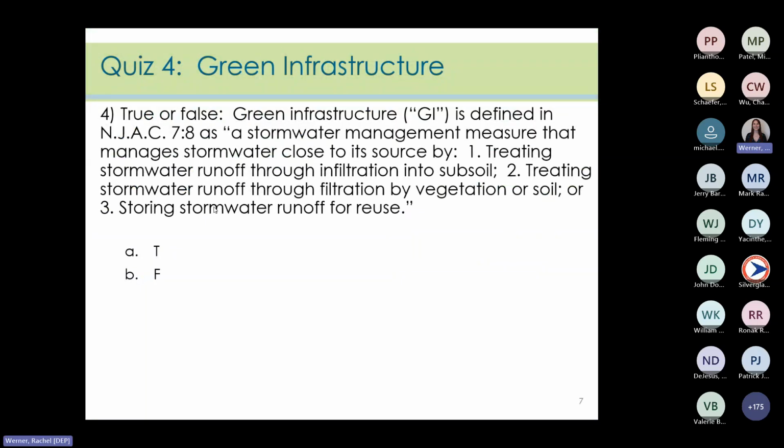Starting with some green infrastructure questions, true or false? Green infrastructure, GI, is defined in New Jersey Administrative Code 7:8 as a stormwater management measure that manages stormwater close to its source by number 1, treating stormwater runoff through infiltration into subsoil, number 2, treating stormwater runoff through filtration by vegetation or soil, or number 3, storing stormwater runoff for reuse. And the answer is true, because the definition shown in the question matches the language in the rules exactly. So this is exactly how it's stated in 7:8.